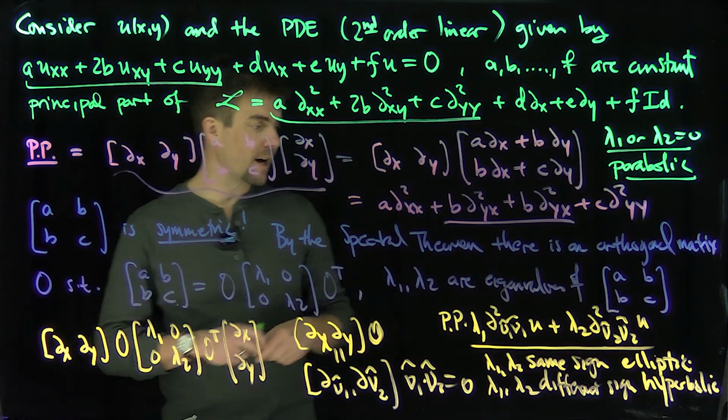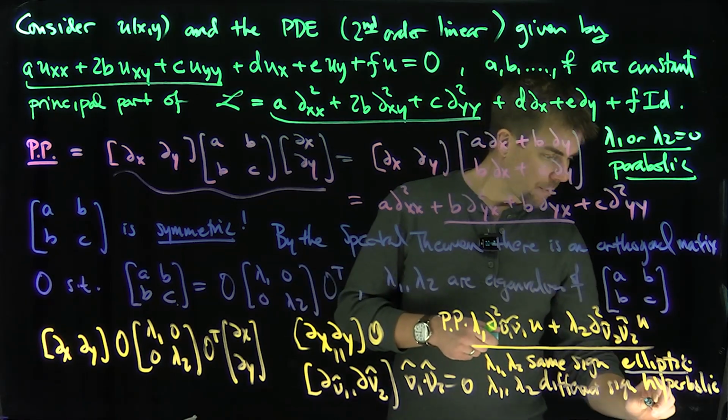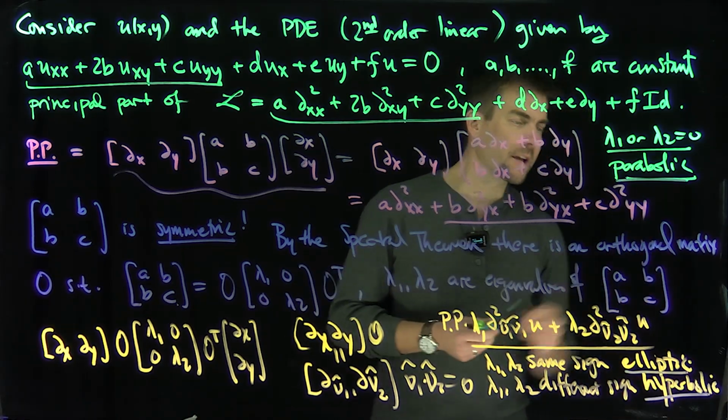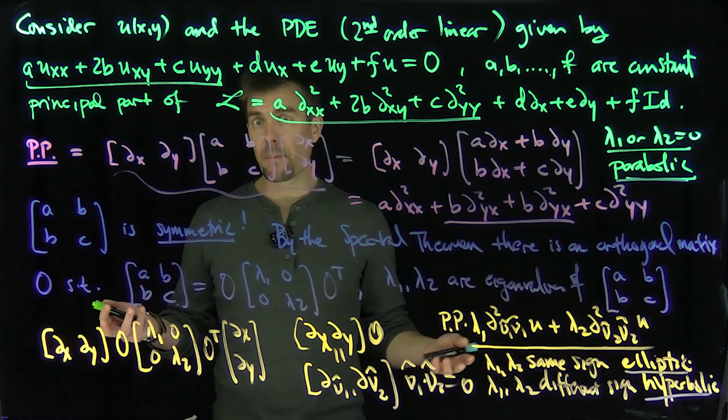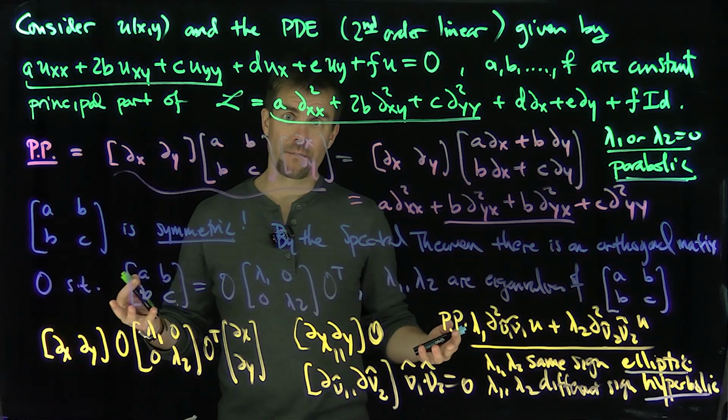So we've characterized elliptic, hyperbolic, and parabolic equations in terms of the eigenvalues of the principal part of the differential operator in constant coefficient form.